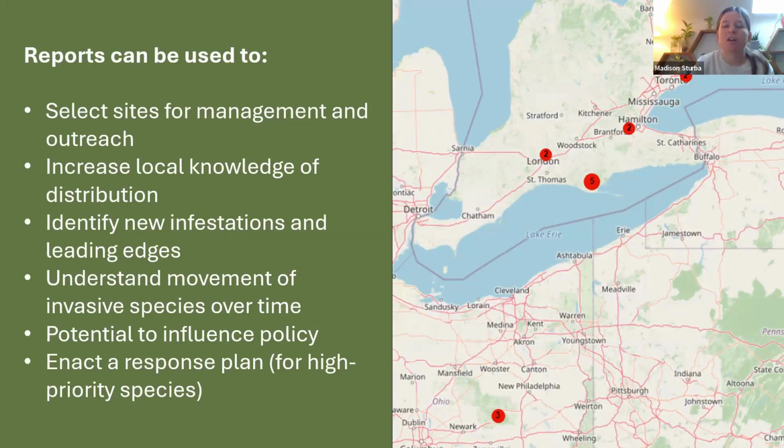So these distribution maps give us a really good idea of where species might be, but it definitely isn't an exhaustive list of everywhere where they definitely are found. It just gives us a good idea. But this is all based on public reports. So the more reports we have, the more accurate we can make this distribution map.